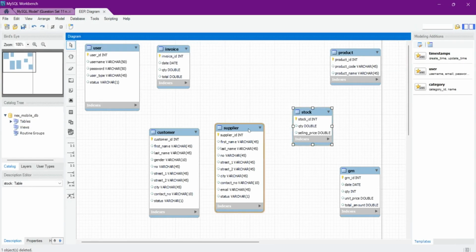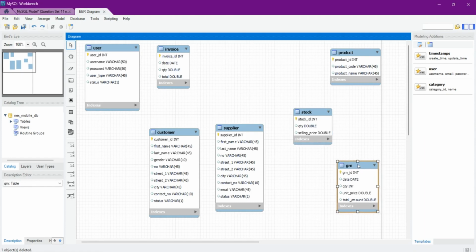If we look at the relationship between these two tables, first, what is GRN? GRN means an invoice given by the supplier to the agent. Shortly, a supplier can have many GRNs and one GRN can have only one supplier. So there is a one-to-many relationship. The GRN side is the many side and the supplier side is the one side.